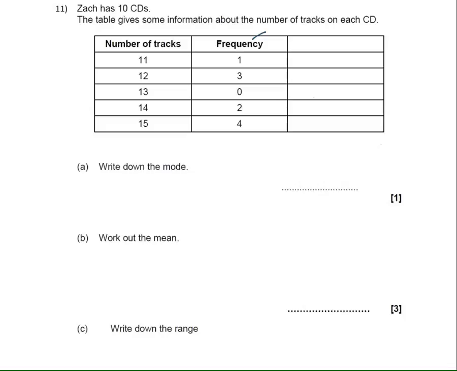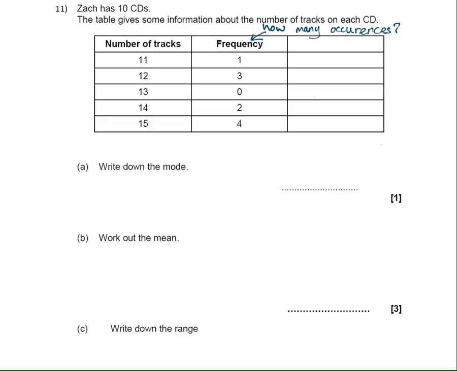Okay, here we have a question about a frequency table. Now, if you made an error in this question, it's probably because you didn't really understand the table and the word frequency. The word frequency here means how many times something happens, something occurs. So this question is a table about the number of tracks on a CD. So we have 1 CD with 11 tracks, 3 CDs with 12 tracks, no CDs with 13 tracks, 2 CDs with 14 tracks, and 4 CDs with 15 tracks.